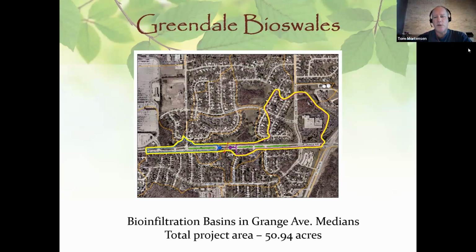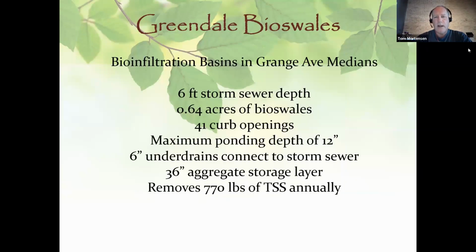So there was this huge wide median, and they asked, can we get a grant and can we use this for treating stormwater? And just some basic facts about it. It's the 6 foot depth. How many acres does it treat? How did we connect the underdrains to the storm sewer? But the big thing here is it removes 770 pounds of TSS annually. So it's a very robust system.